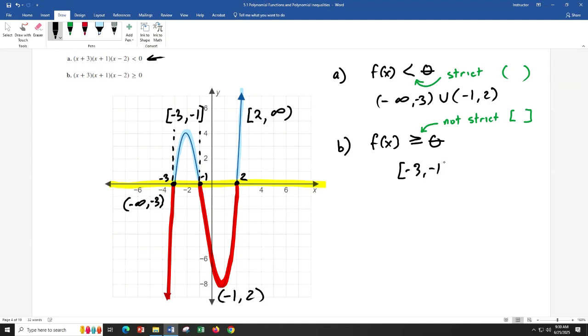-3 to -1. Strict on both ends of that. Why? Because nothing shot off where? Yeah, nothing shot off to infinity there. So that's why I'm gonna use brackets on both of them. Then I gotta union that with the 2, but then that one does shoot off to infinity, so it doesn't matter whether it's strict or not strict. You can never equal infinity.